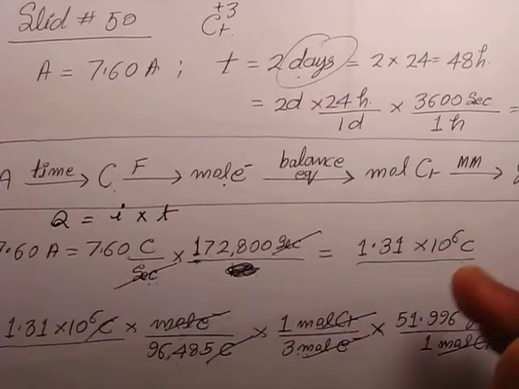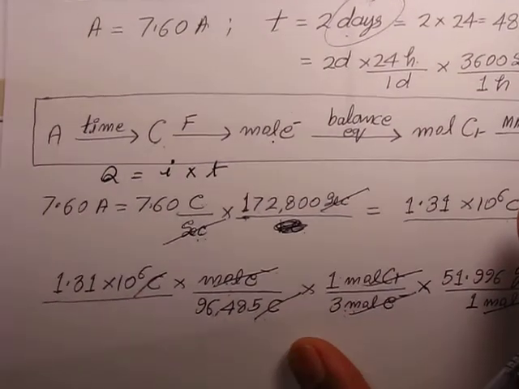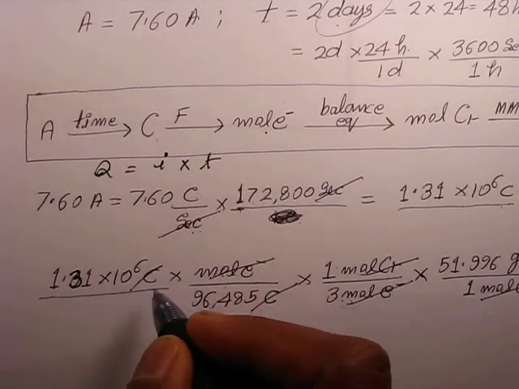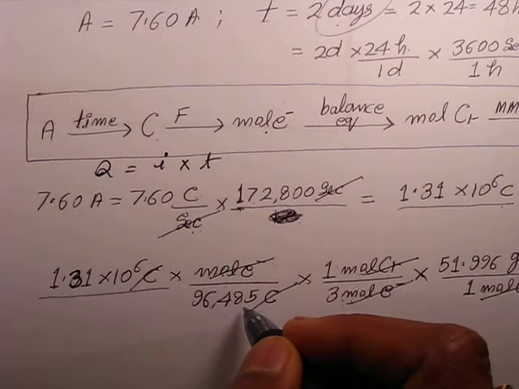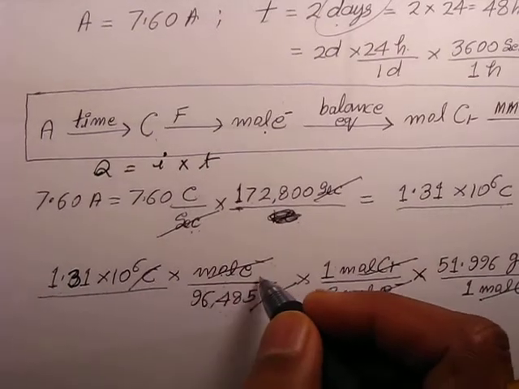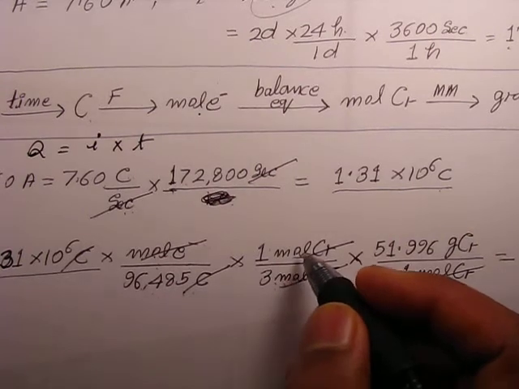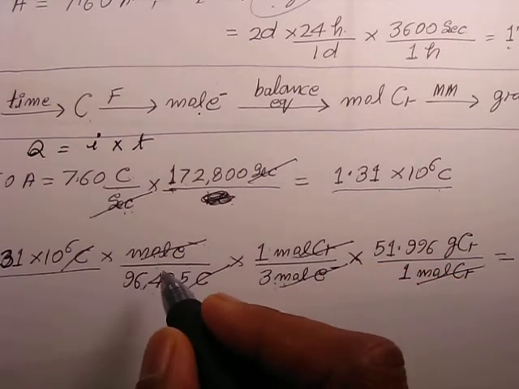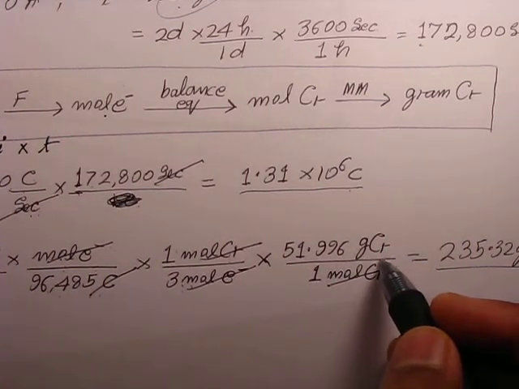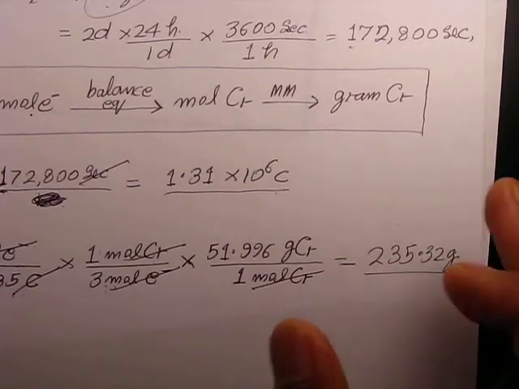Once we multiply I and T, we will get the total charge in coulomb, and then we have to divide by the Faraday constant, which is 96,485. So coulomb will cancel out. We will get the answer in moles of electron, and 3 moles of electron are required to generate 1 mole of chromium. So we have to divide by 3, and then multiply by the molar mass of chromium to get the grams of chromium that will be deposited.